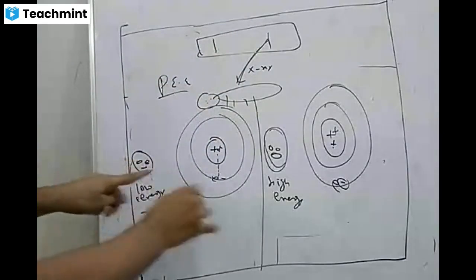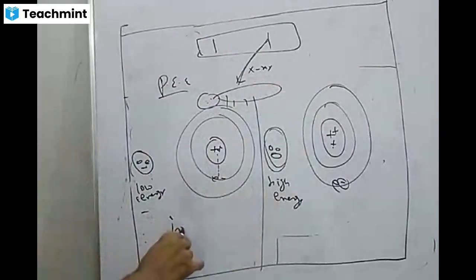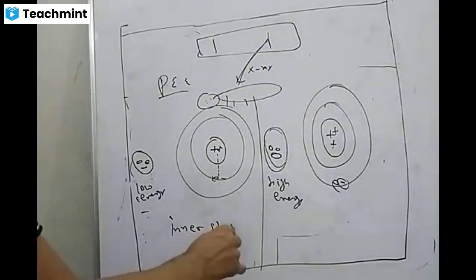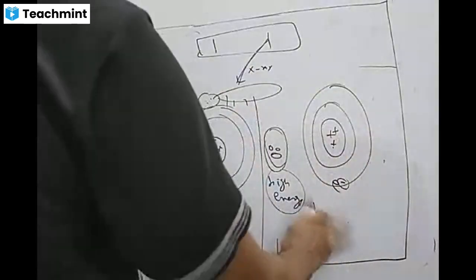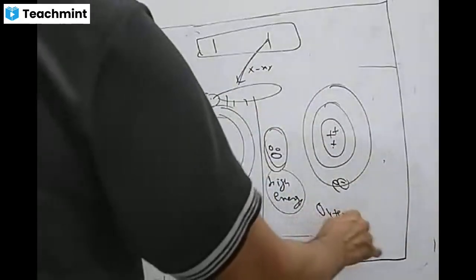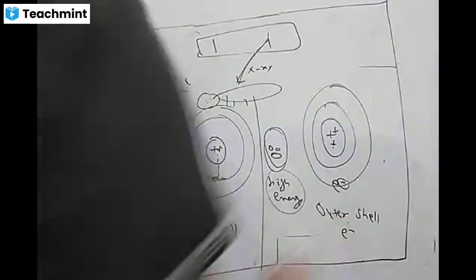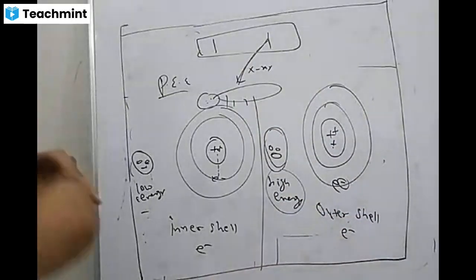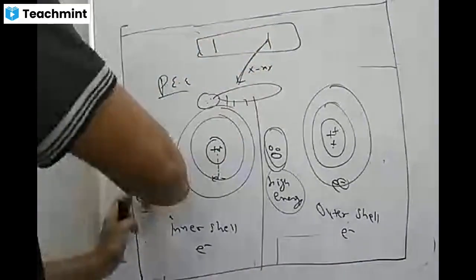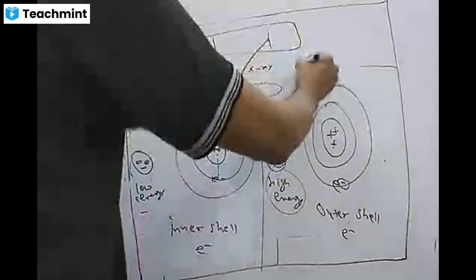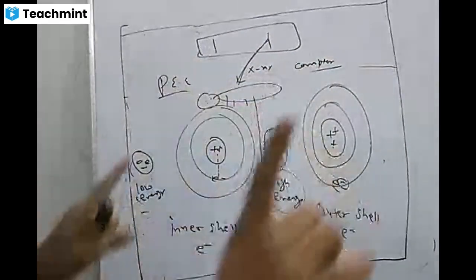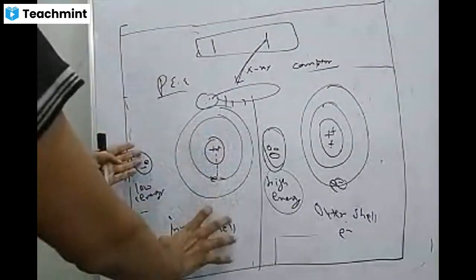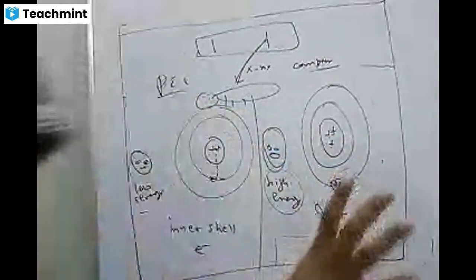Low energy photon will interact with the inner shell electron. In case of Compton effect, high energy photon interacts with the outer shell electron. So the first difference is that in photoelectric effect the interacting photon is of low energy, and on this side, Compton effect, this photon is of high energy. And the second difference is the interaction with the inner shell here, and the interaction with the outer shell there.